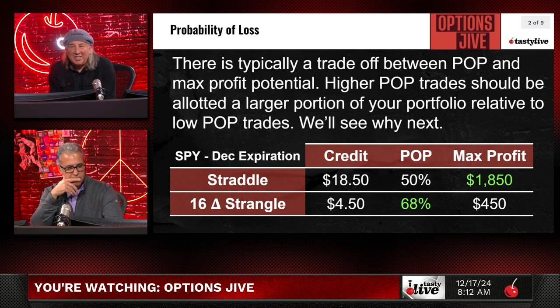So what we looked at here is, you can see a 16 Delta Strangle has a 68% pop. That's theoretical. And a Straddle has a 50% pop. That's theoretical. And you can see potentially a greater max profit. But let's see. Next slide, please.